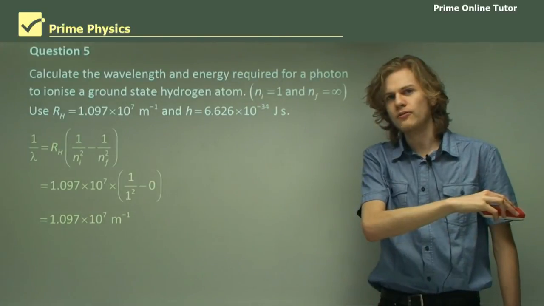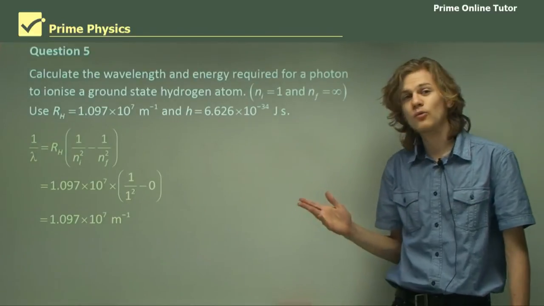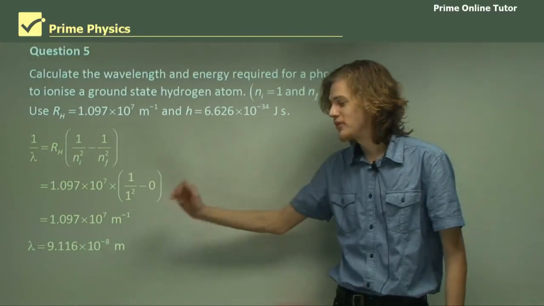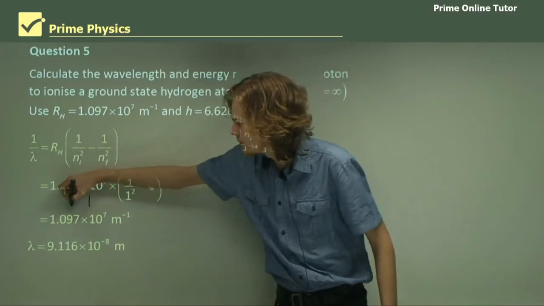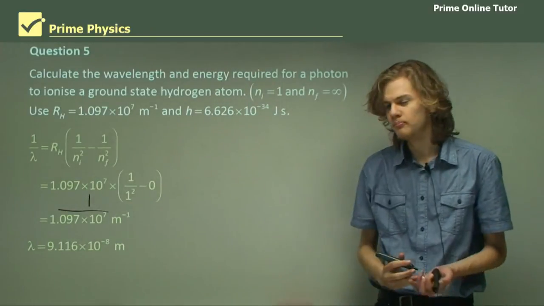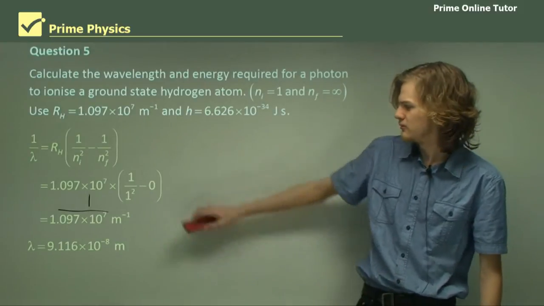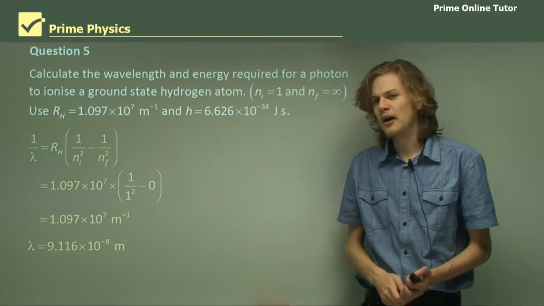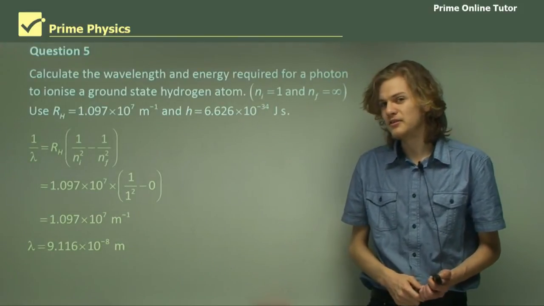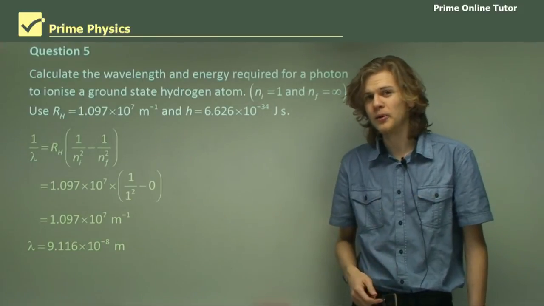Wait a second, we're not finished yet. We need to find an energy. To find the energy, we need a wavelength. To get the wavelength, we take the reciprocal. So 1 over this number equals the bottom number. So we can see that that's quite a high energy. It's about 91 nanometers, which is getting pretty far into the ultraviolet spectrum now.